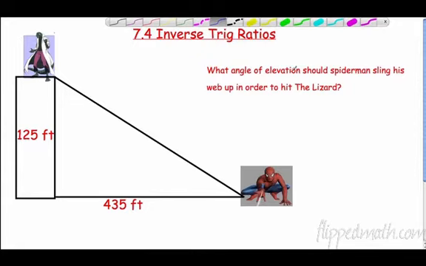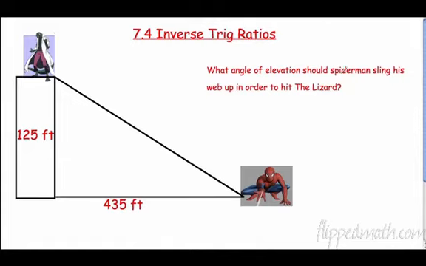Welcome back. Last section of Unit 7, inverse trig functions, or ratios rather. So we're going to do basically the same thing we did last time with sine, cosine, and tangent. But now we're going to be finding angles. Before, we had all the angles and it was pretty easy. Now this is going to include finding the angles. Now I'm not saying it's hard at all.